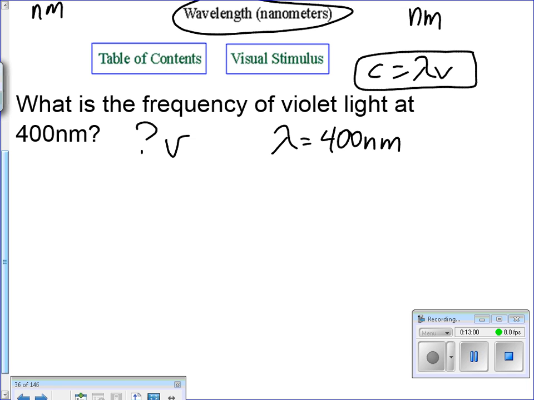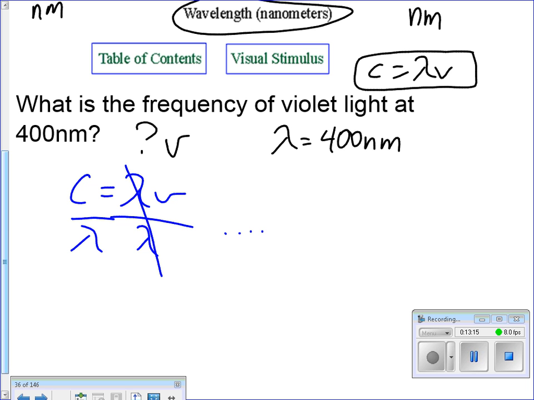So C is equal to lambda times frequency. What do I need to do to this equation to isolate V? Yeah, Hayden. Divide by lambda. Divide by lambda. So this means the lambdas here cancel. So V is equal to C over lambda. Let's just plug it in. Yeah, let's double check our units though first. C is what again? 3.00 times 10 to the 8th meters per second.